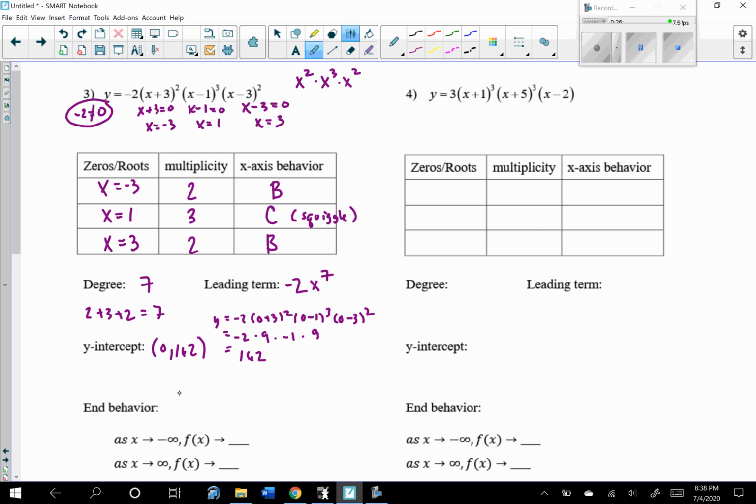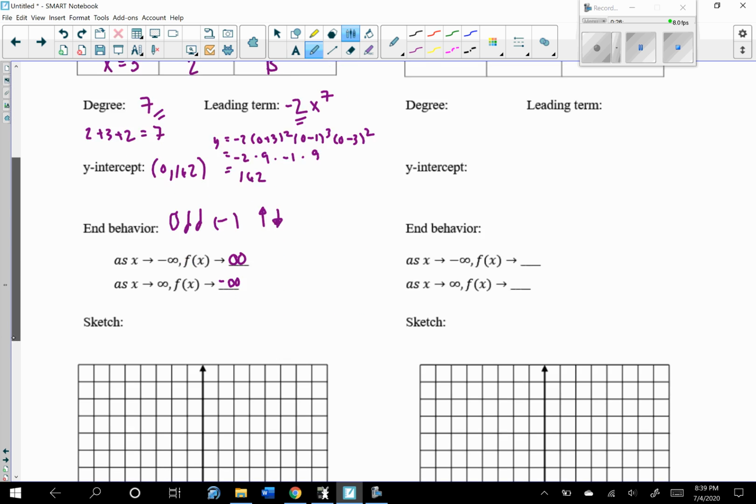For the end behavior, the degree is 7, which is odd, and the leading coefficient is negative. So odd, negative, think about y equals -x. The left end goes up, and the right end goes down. As x approaches -infinity, your y values go towards +infinity, and as x approaches +infinity, your y values go towards -infinity. Now let's sketch the graph of this.